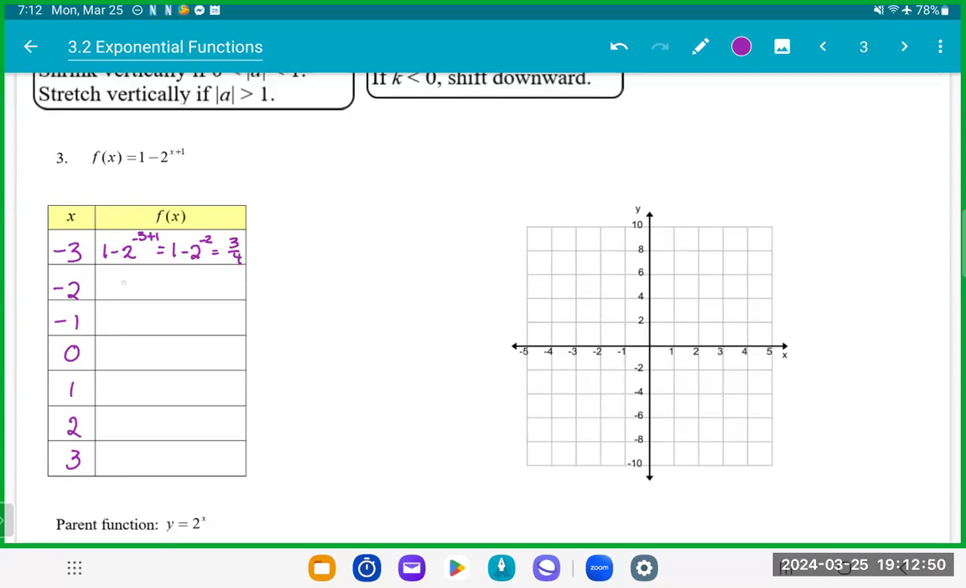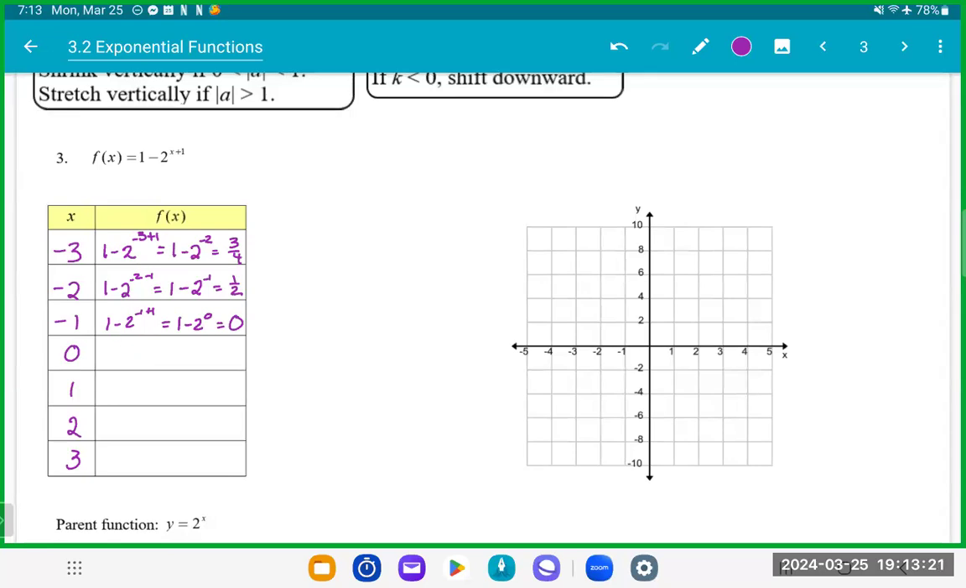For the second one, we end up with 1 minus 2 to the negative 2 minus 1. So that is 1 minus 2 to the negative 1, which is going to give us 1/2. This is 1 minus 2 to the negative 1 plus 1. So that's 1 minus 2 to the 0, which is 0 because we have 1 minus 1. So that's 0.